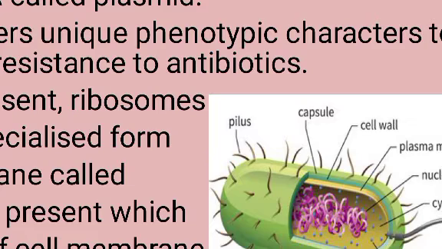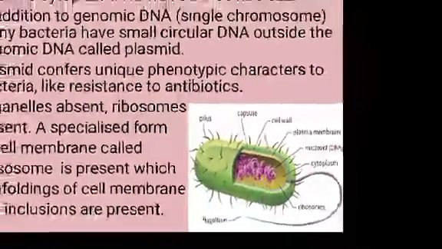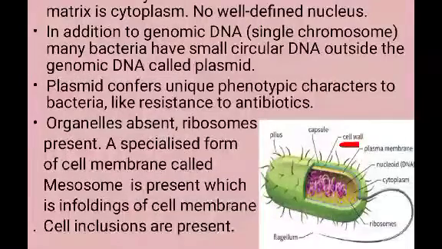Then inner to the cell membrane is a fluid matrix which is called the cytoplasm, and they do not have a well-defined nucleus. If you see this picture here, you cannot see any nucleus. Can you see any nucleus here? No, but only the genetic material is present, isn't it? So they do not have a well-defined nucleus, and the genetic material is naked and not enveloped by a nuclear membrane. So the nuclear membrane is absent.